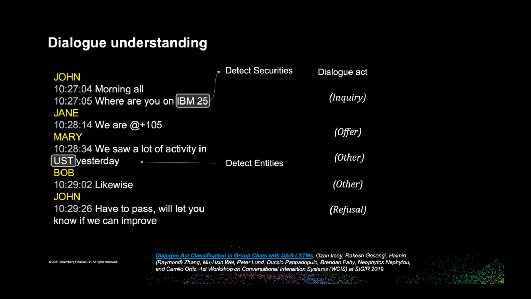So, John is saying, "Good morning, where are you in IBM 25?" Presumably that's the IBM corporate bond. Jane gives an offer, Mary and Bob then have this side conversation. And then John responds by saying, okay, I have to pass on that. And so each of these utterances have a place in a dialogue.